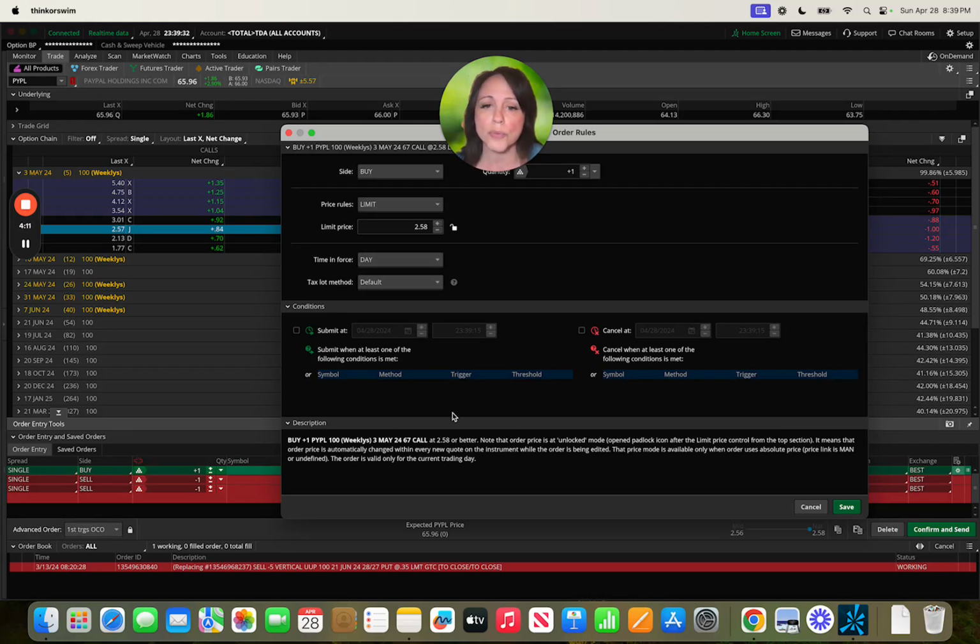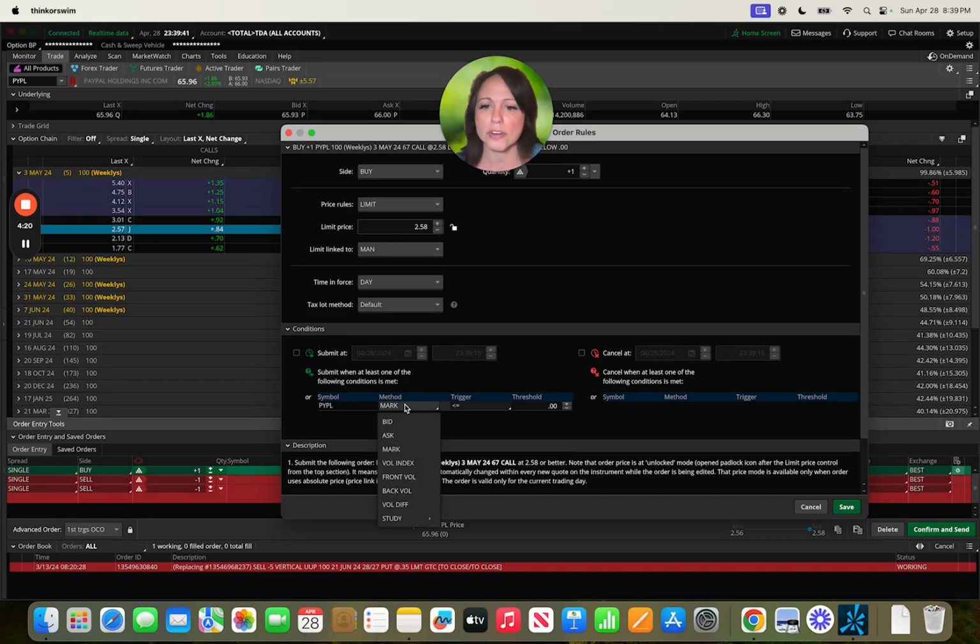So because of that, we want to start here. What we do is we just hover and click. That's all you have to do. Hover and click, automatically puts in PayPal. Hover and click, automatically puts default buy mark. Hover and click, the first one is less than or equal to.